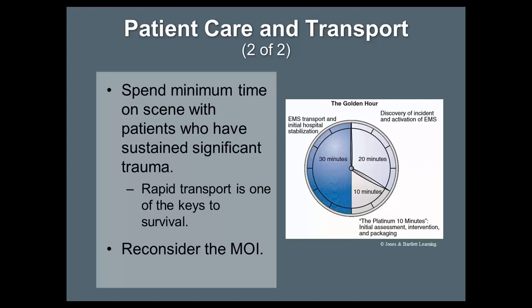Again, look back at the MOI, the mechanism of injury. Could there be something that I missed? The patient is complaining of left hip pain, left side pain. However, he was sitting on the right side of the car. So I need to look on that side for injuries as well, because his left side injuries may be distracting him or calling him away from what's on the right side.